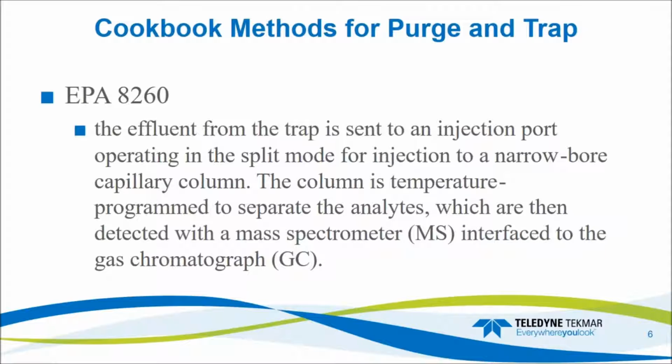Going on to the cookbook methods, typically what we do here are 8260 and 524. From 8260, it says the effluent from the trap is sent to an injector, operating in split mode for injection to a narrow bore capillary column. The column is temperature programmed to separate the analytes, which are then detected on a mass spectrometer interfaced to a GC. And that's out of the 8260 method.